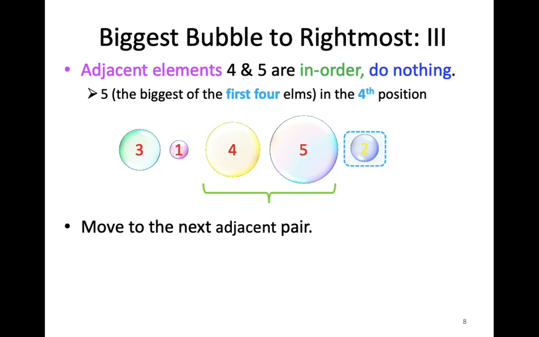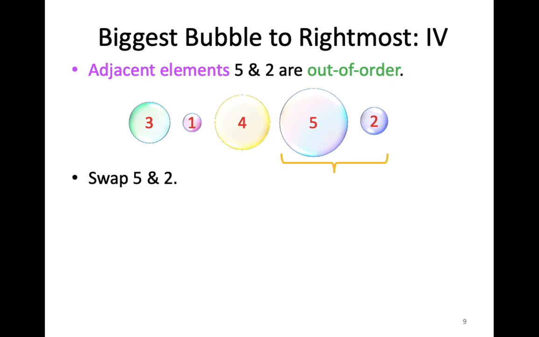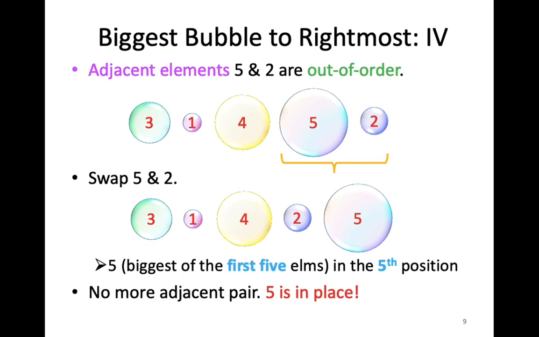Do nothing. Note that 5 is the biggest of the first 4 elements that are examined, and it now resides in the fourth position. Adjacent elements 5 and 2 are out of order. Swap them. Element 5 is the biggest of the first 5 elements, and it now sits on the fifth position. Since all adjacent pairs are examined, we are done. Now element 5 is put in proper position. Put a smiley face on it.